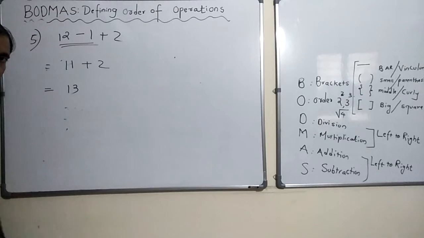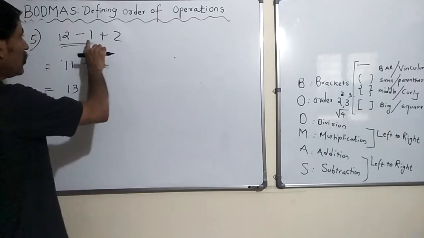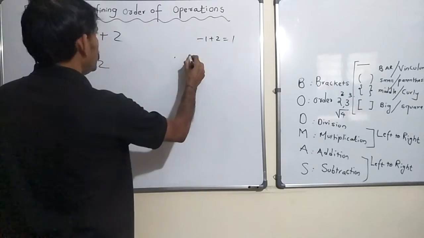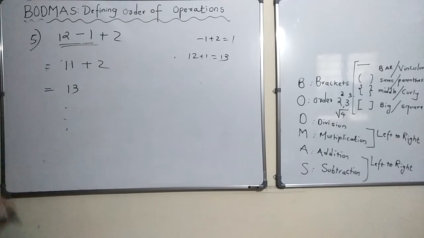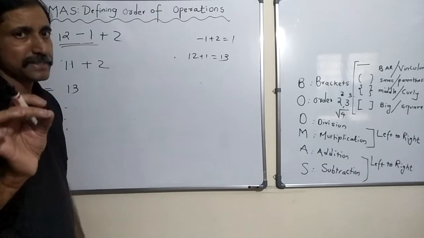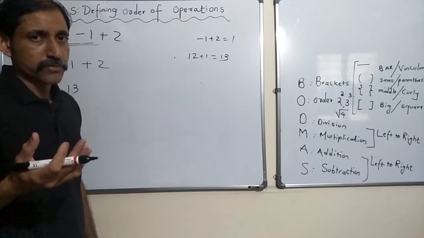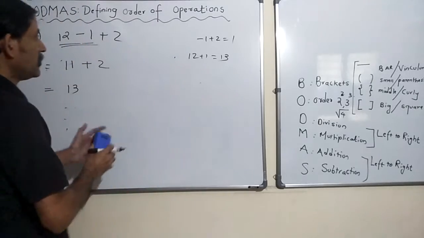13. Okay. Now, if you don't follow the rule, I can always say minus 1 plus 2 is equal to 1 and 12 plus 1 is equal to 13. The answer would be the same. But not necessarily, as we saw in the earlier part of this session, it may not be true. So it is always good that you follow the BODMAS rule.